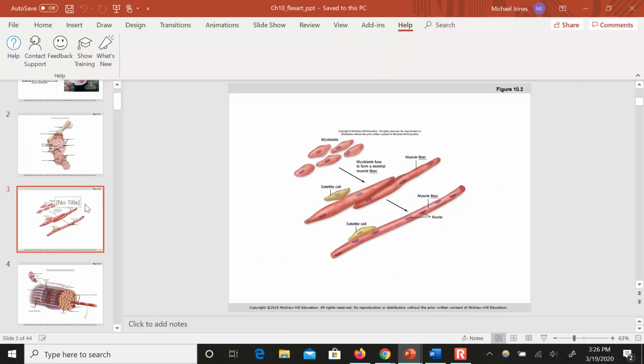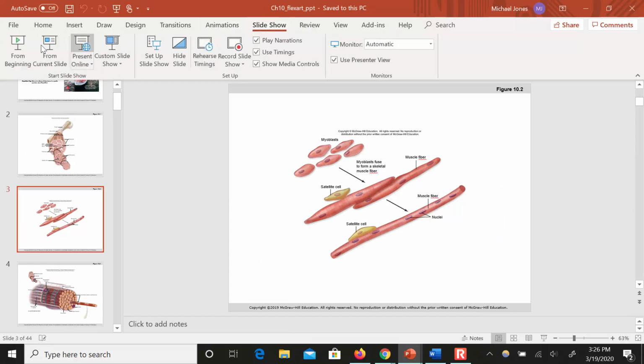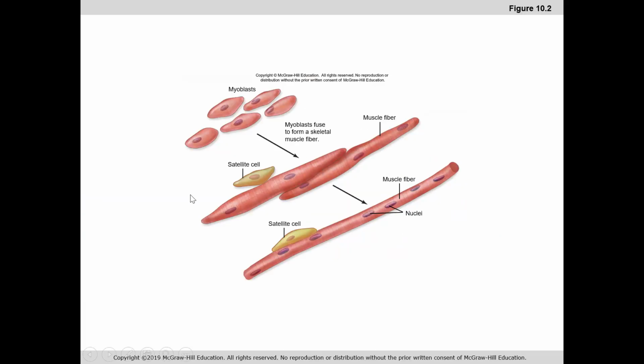This is a picture. This is right in your textbook. So you have myoblast. So you're used to this word, blasts. Blasts means the thing that forms the final cell that you're looking for, right?